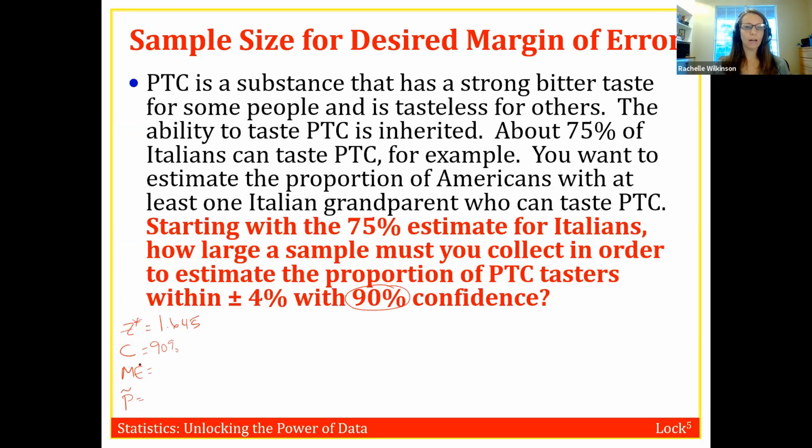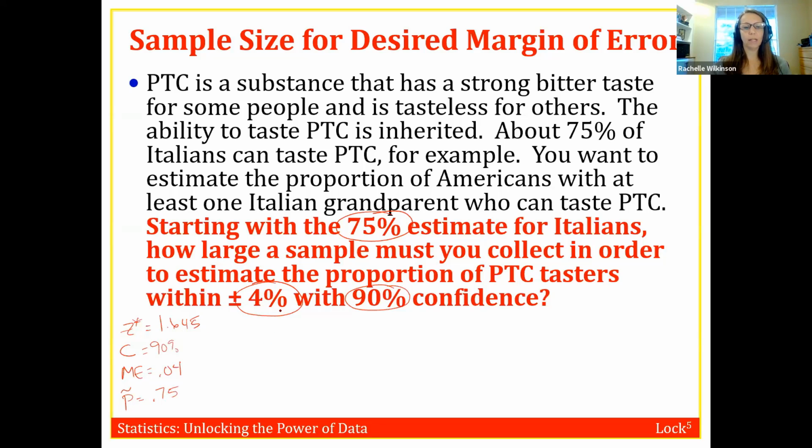Okay, next, our desired margin of error. Well, it says we want to be within plus or minus 4%. But remember, we always want to use the decimal form. So I'm going to have 0.04 there. And then P tilde, in this case, it says starting with the 75% estimate. So they're saying, go ahead and use 0.75 as your P tilde. So we'll throw that in there.